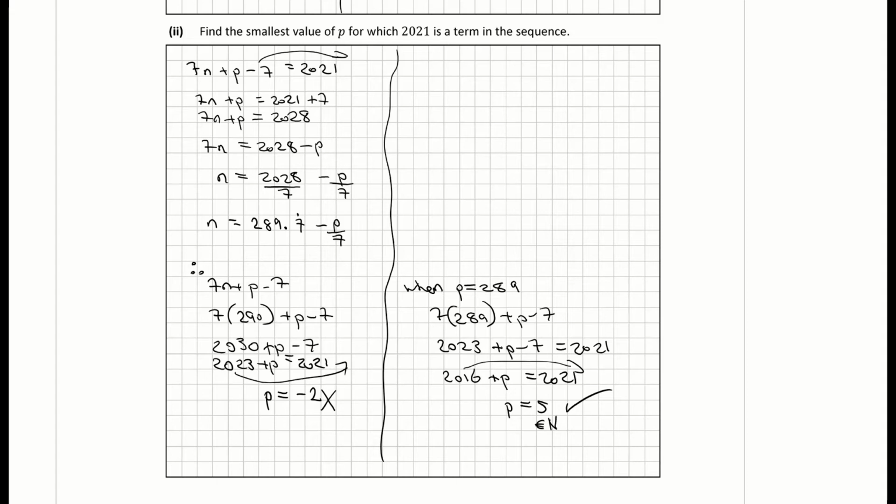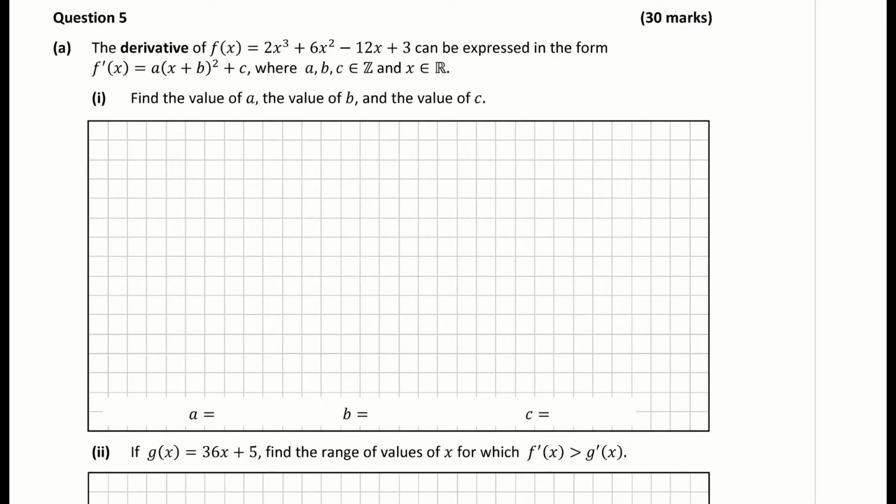That's question 4. Paper 1, question 5a. The derivative of f of x can be expressed in the complete the square form, where a, b and c are elements of the integers and x is a real. Part 1, find the value of a, the value of b and the value of c. So first of all, as you can see here, we need to differentiate it because it's asking us for f dash of x. So we need to differentiate our function f of x.